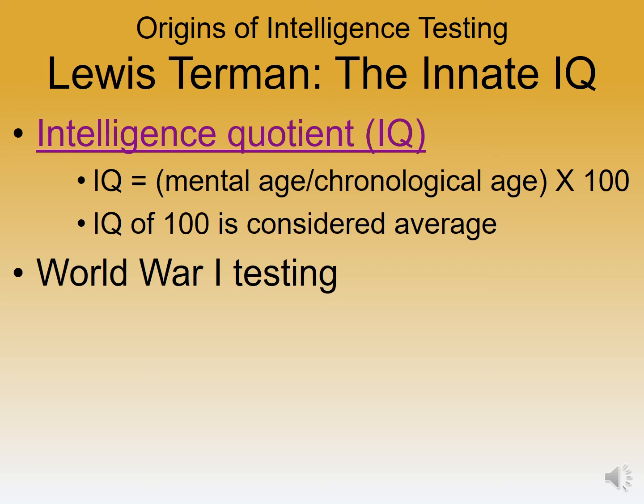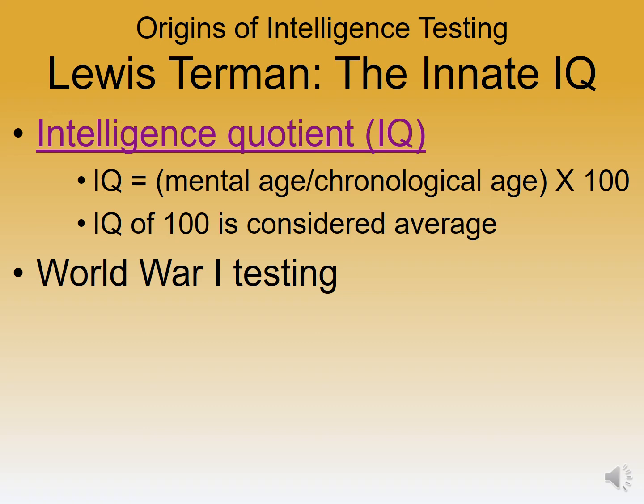This type of testing was actually used by the government in World War I. They tested arriving immigrants, so immigrants who were coming into the country, and they also tested army recruits. And so this is actually the first time in the world that they gave a mass test to a group of people. So the world's first mass administration of an intelligence test.